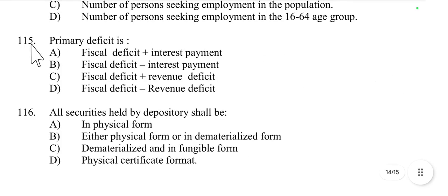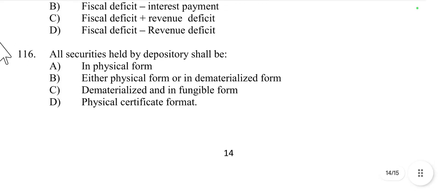Then question number 115, primary deficit means fiscal deficit minus interest payment. So fiscal deficit minus interest payment. Primary deficit is a direct question, fiscal deficit minus interest payment. Option B.